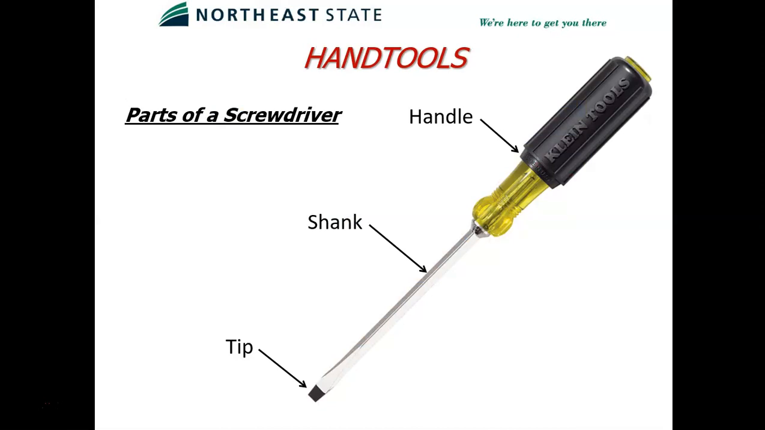So we've got the three different parts: tip, shank, and handle. The tips come in different shapes and sizes. We'll look at those in a few minutes in some other slides, but some safety things with screwdrivers. Don't use them as pry bars, not that anyone would. Don't use them as a chisel, not that anyone would.